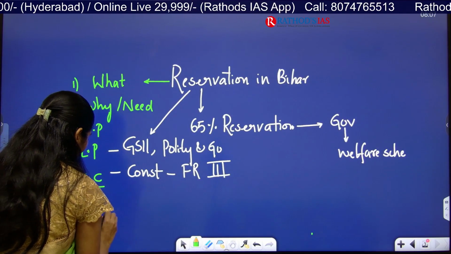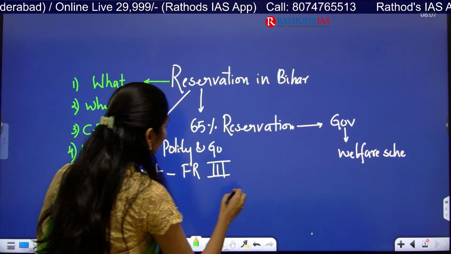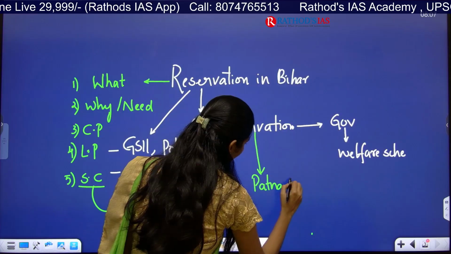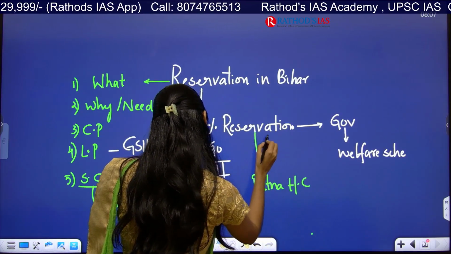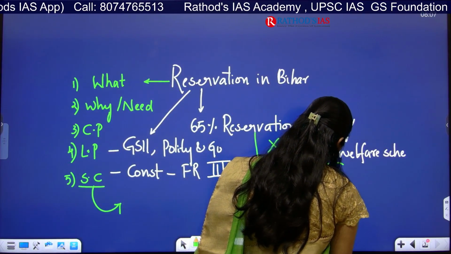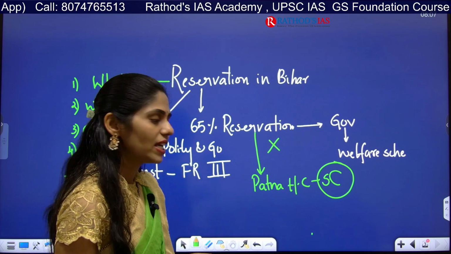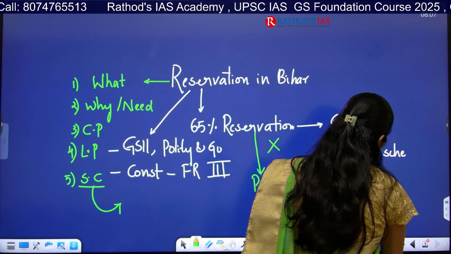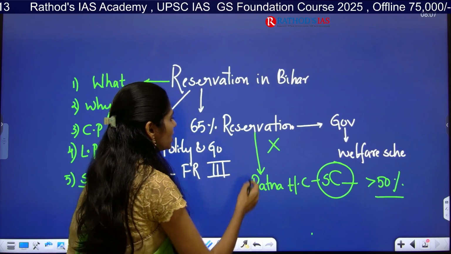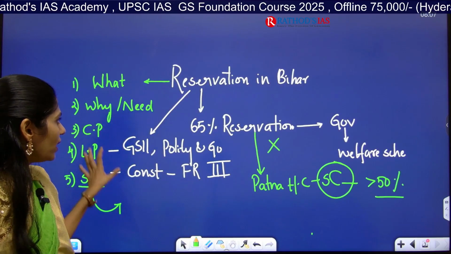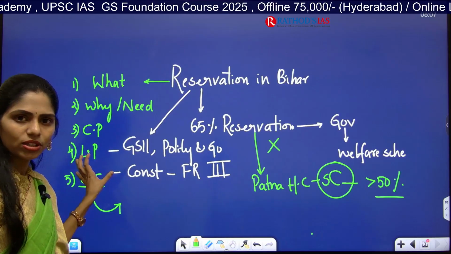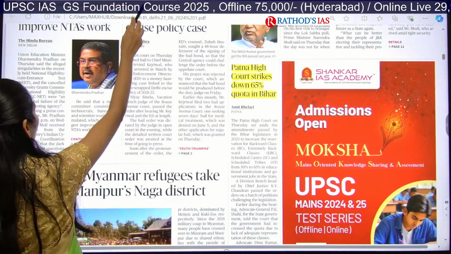Now you have to connect with the present context. Bihar's 65% reservation went to the Patna High Court, and the Patna High Court struck it down, because we already have one famous Supreme Court judgment, the Indra Sawhney case, which says reservation should not be more than 50%, but this is crossing that limit. So the Patna High Court said it is unconstitutional, right? All these are the important things you have to see. So I have covered the topic, micro topic and dimensions, and now let us see this article in detail.